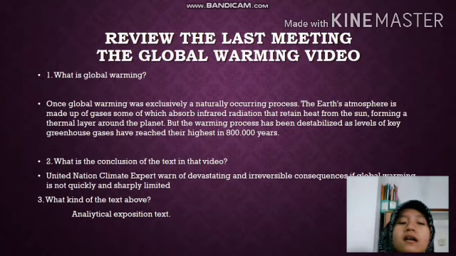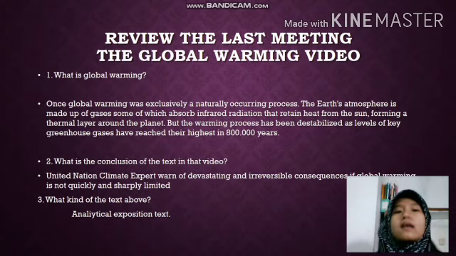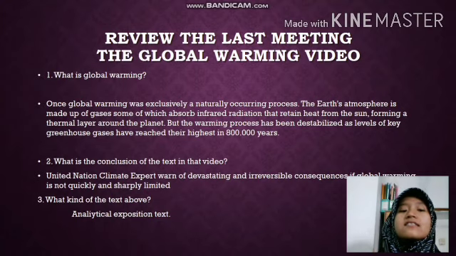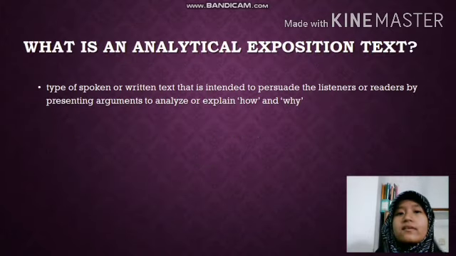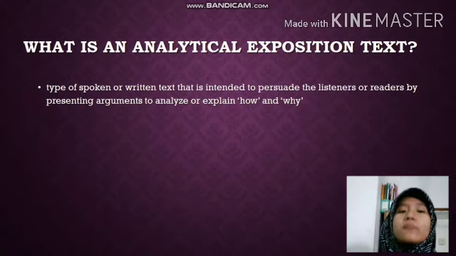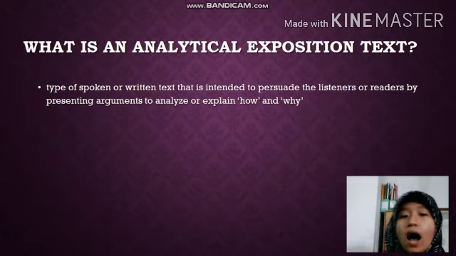Okay, the third. What kind of text is the one above? Yeah, the answer is analytical exposition text. Okay, some of you had an incorrect answer for number 3. So let's check what an analytical exposition text is. Can you guess? Yes. What is analytical exposition text? That's a type of spoken or written text that is intended to persuade the listener or readers by presenting arguments to analyze or explain how and why.